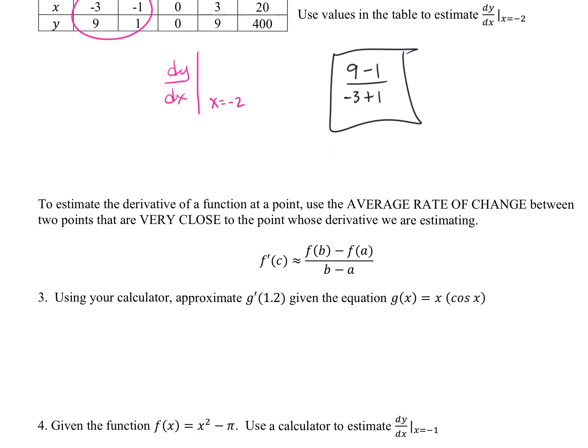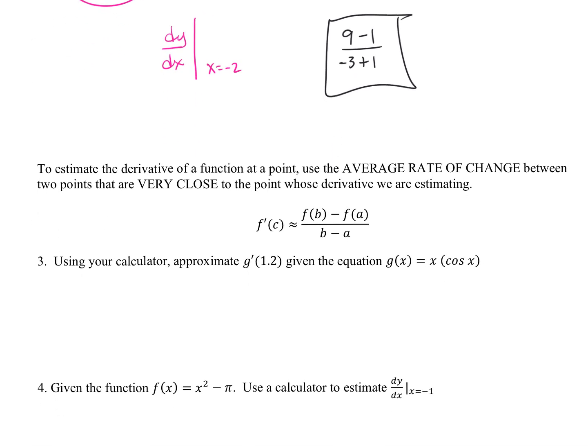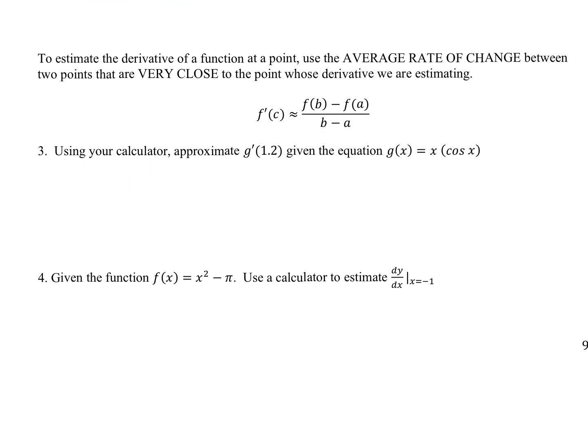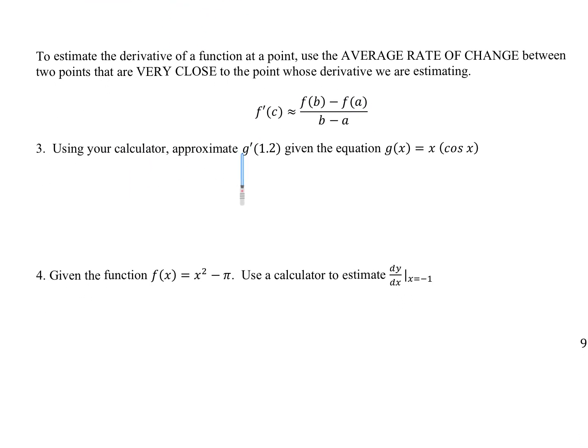All right. Okay. Then I said, oh, yeah, you want to let your calculator do this for us? So to estimate the derivative, we can always use that average rate of change, but we can also use our calculator to get the exact value. So you guys, this is saying, hey, go calculate g prime of 1.2. Okay, yes, we could approximate.